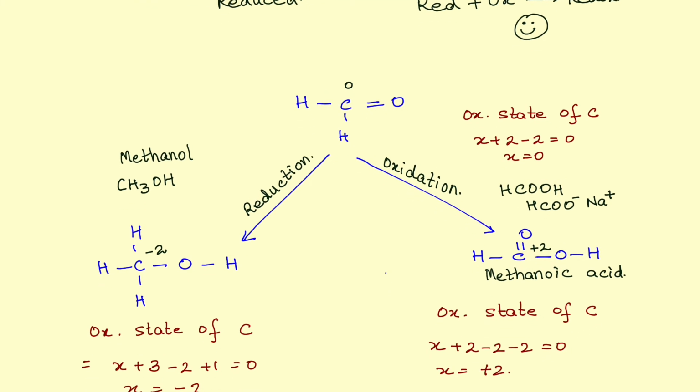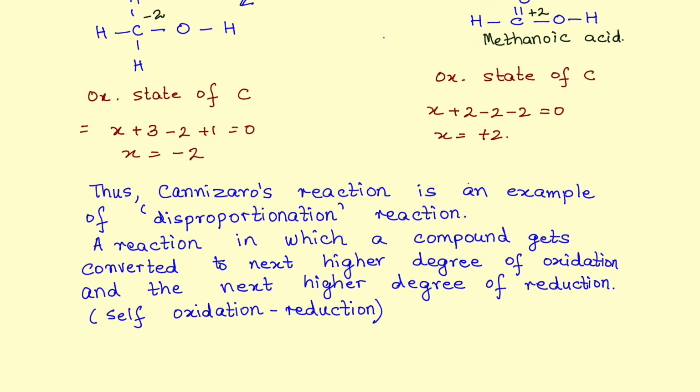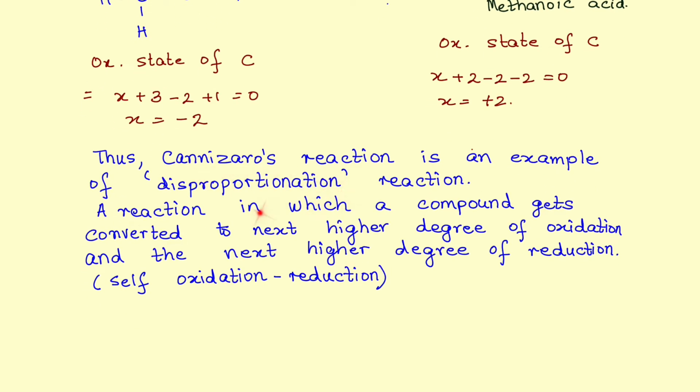When there is a change in oxidation state of the same molecule happening within a reaction, there's a specific name given to that, and it is called the disproportionation reaction. That is a reaction in which a compound gets converted to the next higher degree of oxidation and the next higher degree of reduction. In other words, it's undergoing self-oxidation and reduction.